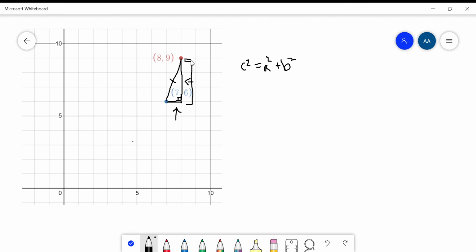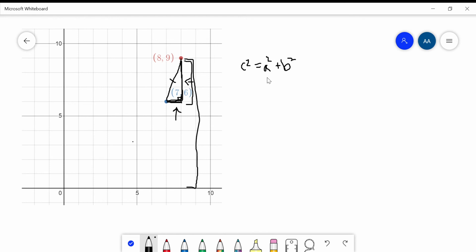9 is the height from here to here. So we need to find this minus the y-coordinate of this. 9 minus 6 should give us the right answer as to what is the length over here. We can apply the same concept to find the difference between the x's. 8 minus 7 is going to be 1. 9 minus 6 is going to be 3.